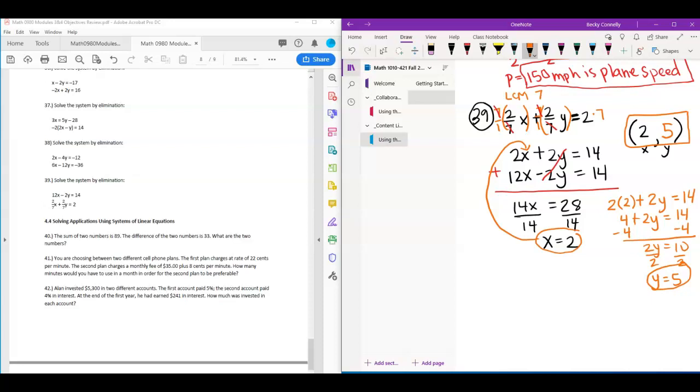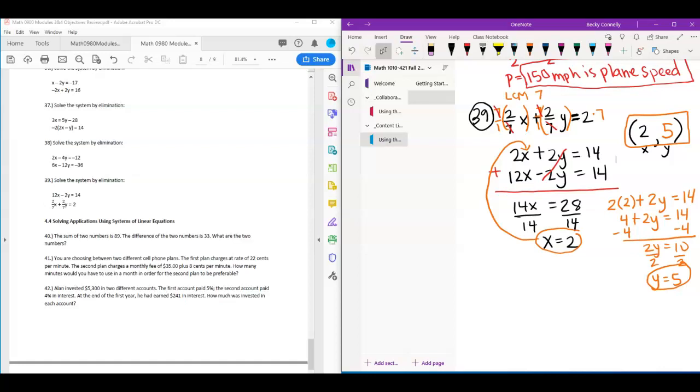Okay, awesome. Lindsay said that's what she got. Yay! Did everybody else get that? Wasn't that so much better getting rid of those fractions? Oh my word. Like, why work with fractions if you don't have to?